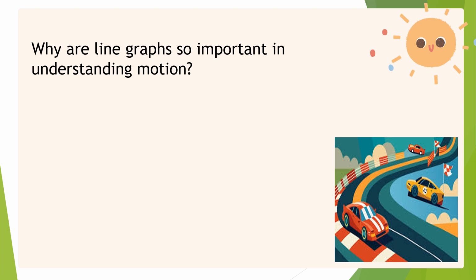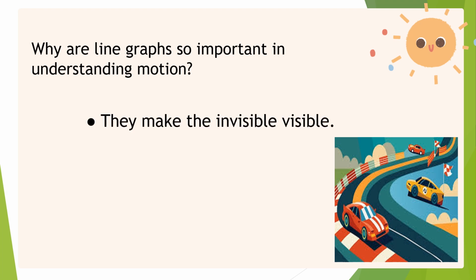So, why are line graphs so important when it comes to understanding motion? Let's break it down. First, line graphs make the invisible visible. When we watch something move, we can't always see the details of how it's changing. But a line graph shows us exactly how things are moving over time, like the speed, distance, and changes that happen during the motion. Second, they tell stories of motion.